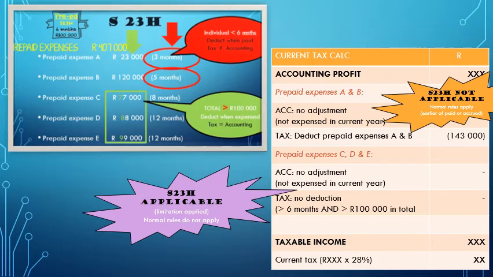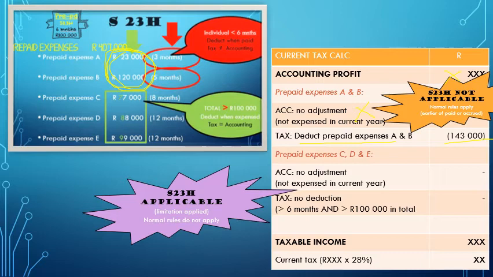So therefore, when we do our current tax calc, for prepaid expenses A and B, so these two here at the top, we would not have to make an adjustment for accounting purposes, because remember, they would not be included in our accounting profit. However, for tax purposes, we will have to deduct the total of 143,000, the total of these two prepayments. Because Section 23H is not applicable, we follow the normal tax rules of deduct whichever is earlier of accrued or paid.